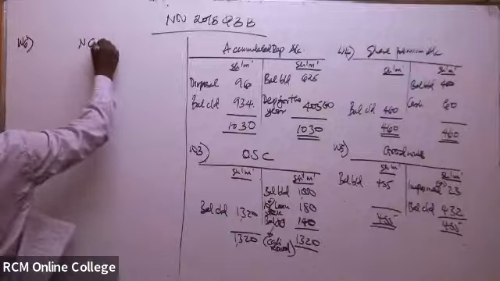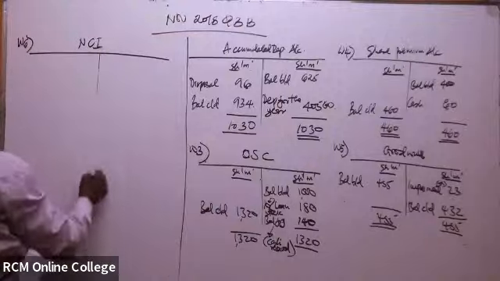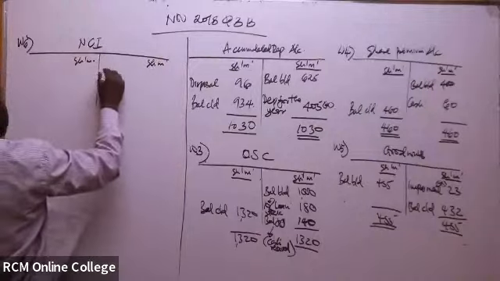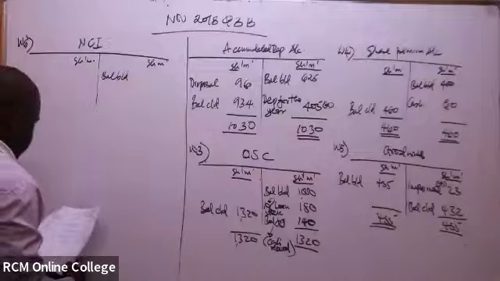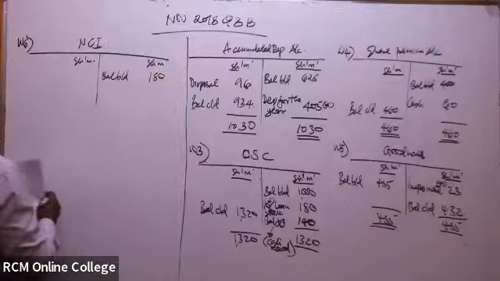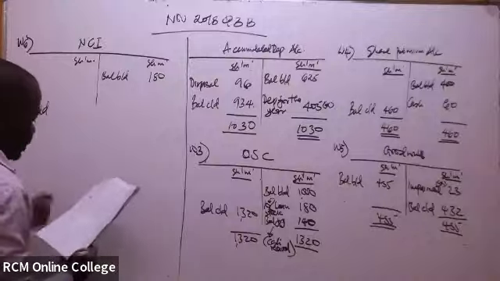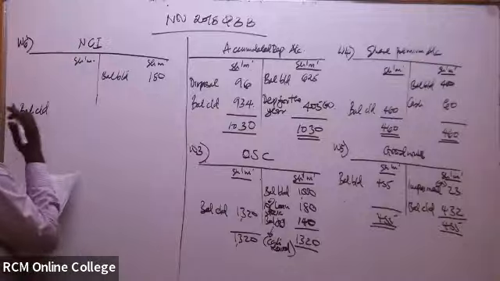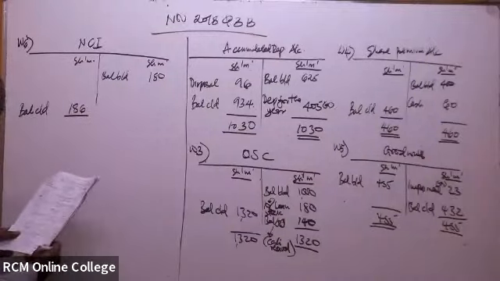If you look at the non-controlling interest in the statement of financial position, it has a balance brought down. It is an equity item, so it will have a credit balance. It has an opening balance of 180. Then the balance carried down at the end of the year from the statement of financial position is 186.